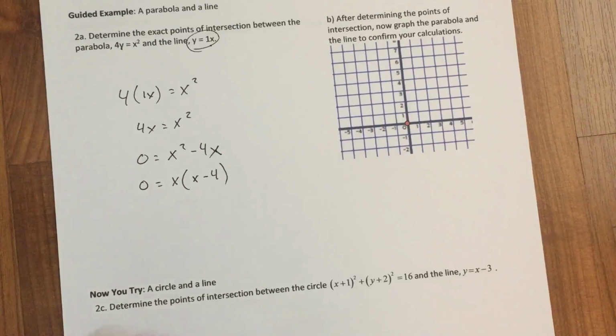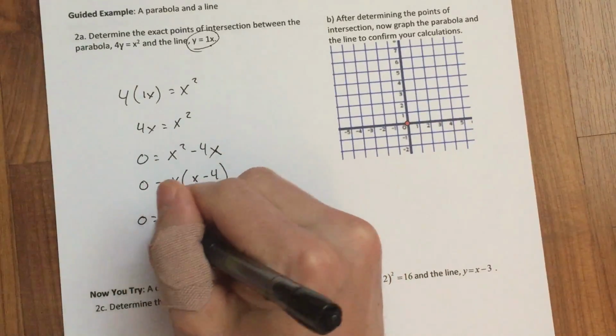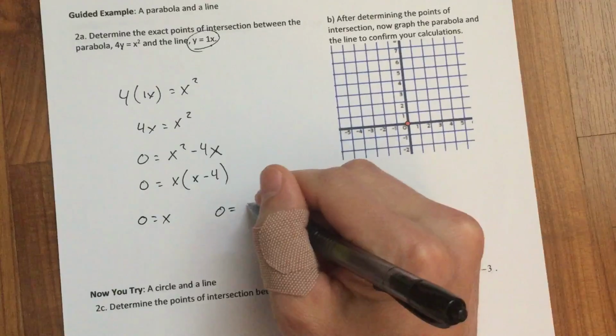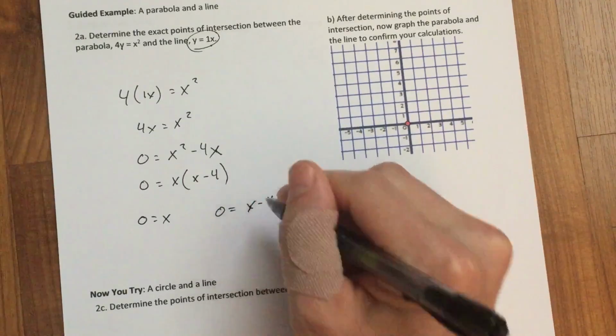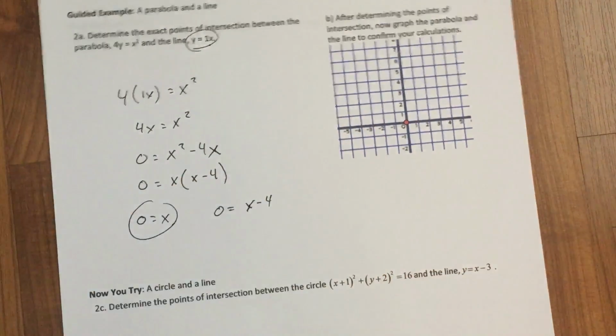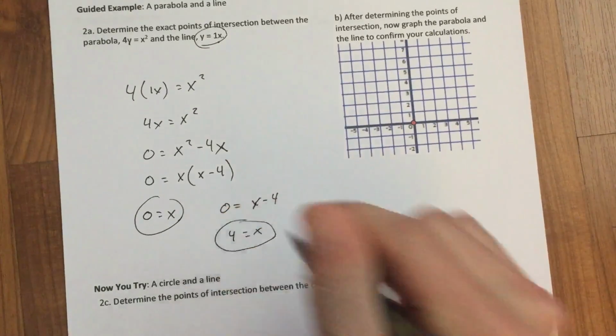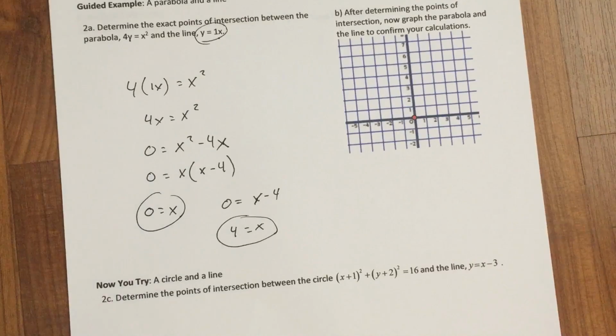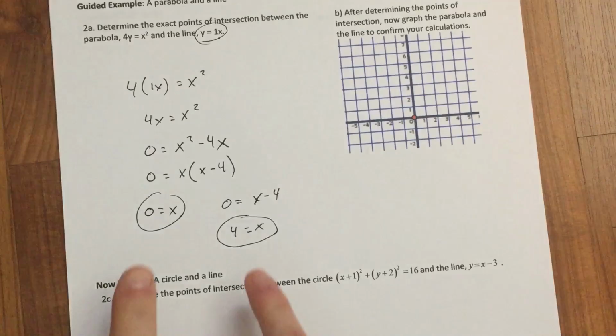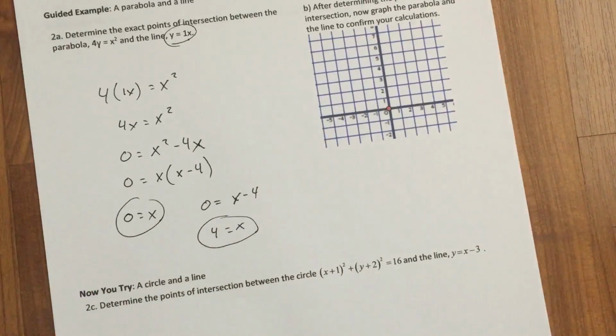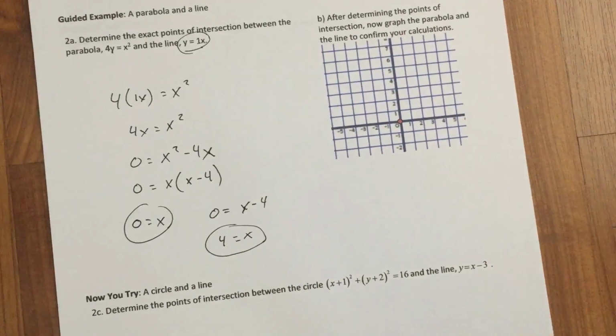According to the zero product property, I can set each of my factors equal to 0. Therefore, x equals 0, that's already solved, and my other solution is 4 equals x. Notice I have 2 x solutions. This is implying that I have 2 points of intersection. This is only the x coordinates. I still need the y coordinates for an ordered pair.